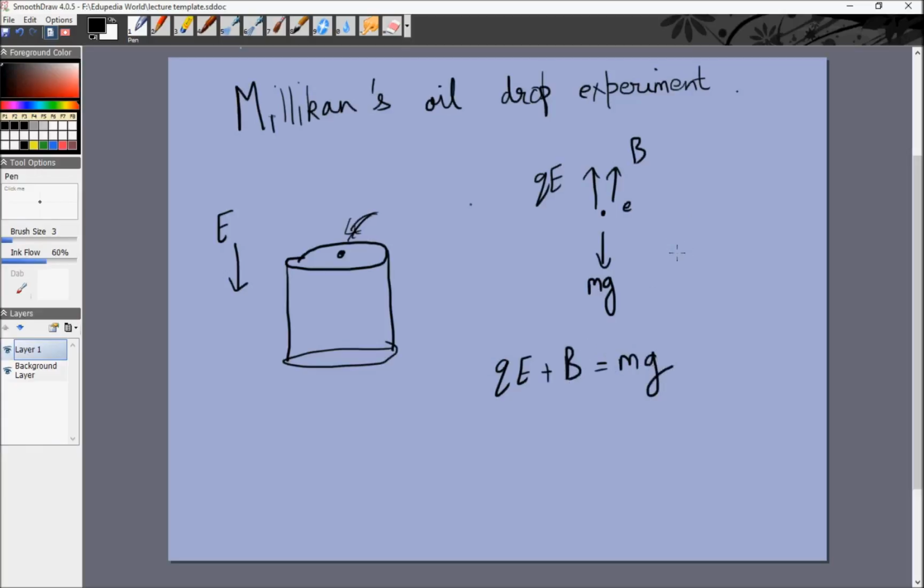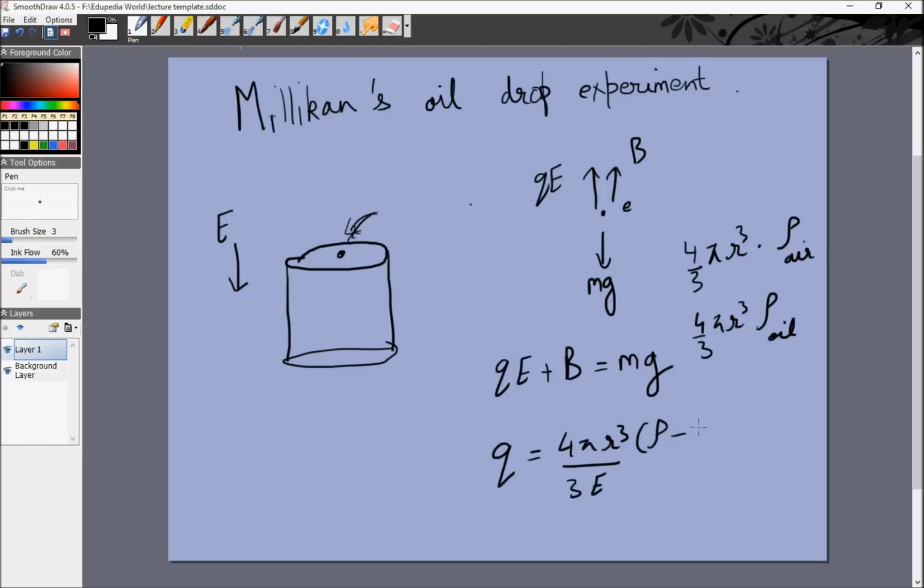Now you can write B as, if you assume the radius of the oil drop to be r, 4 by 3 pi r cube times rho of air, and m you can write as 4 by 3 pi r cube times rho of oil. So you put these here, and I'll not spend time simplifying it. The result you get is Q is equal to 4 pi r cube by 3E times (rho minus sigma) times g.